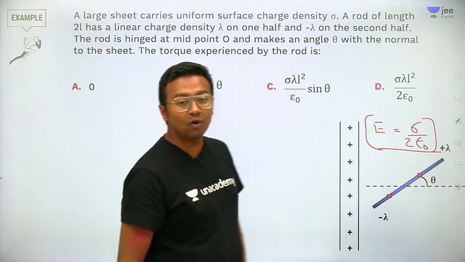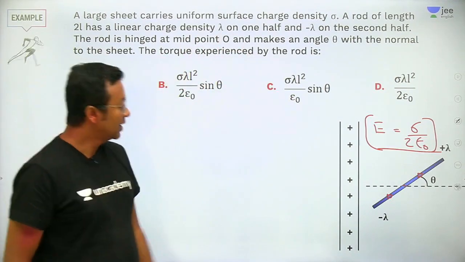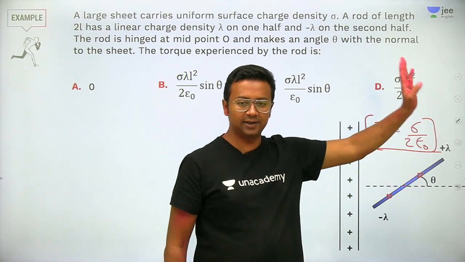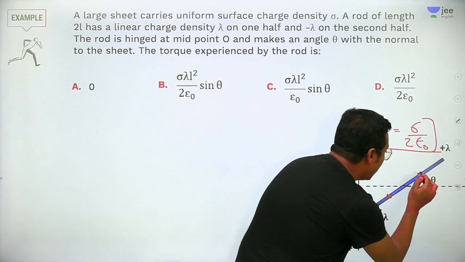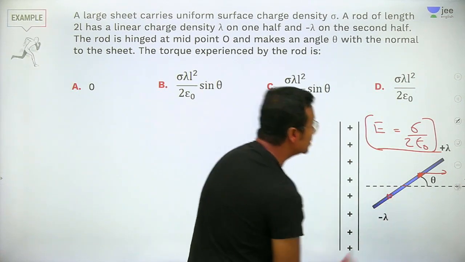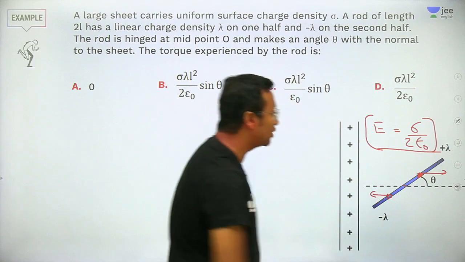So we need to find out what will be the torque experienced by the rod. Now every point will be having the same force acting on it, because the electric field is the same. So if I take this small portion here, whatever force is acting on this, similarly, a similar force is going to act on this.